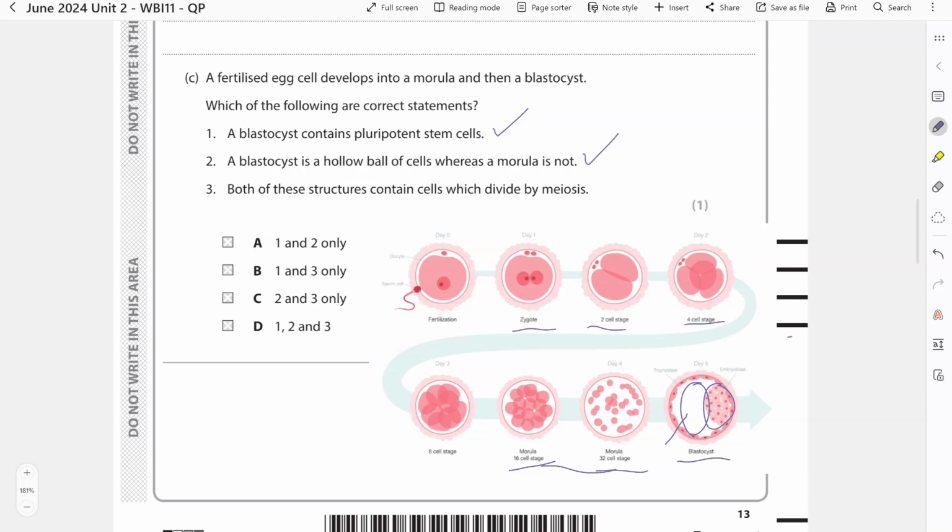Both of these structures contain cells which divide by meiosis. Ooh, it should be mitosis for this, because with mitosis, you're forming genetically identical cells. So this would be A.